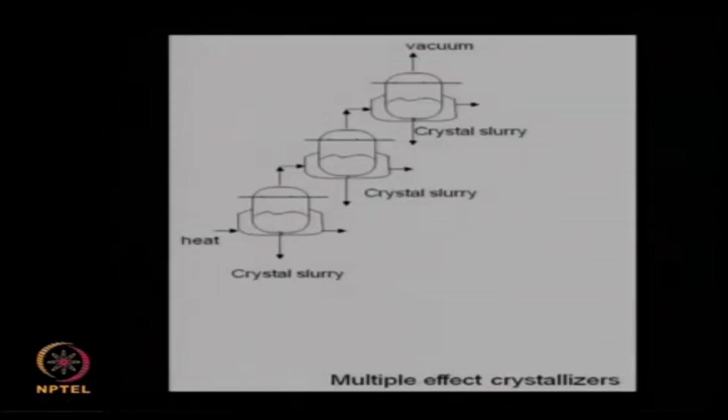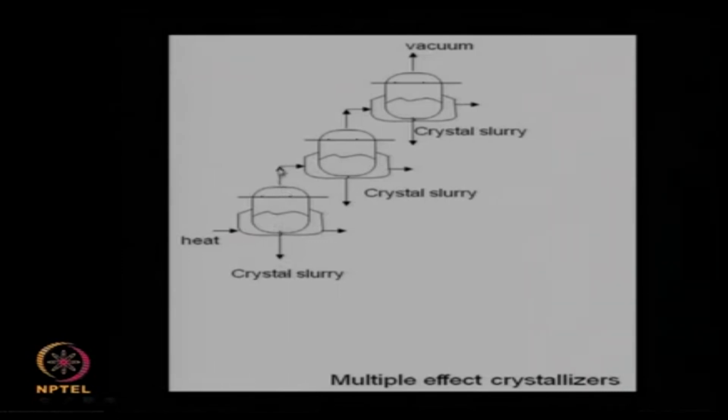Another type of crystallizer is called the multi-effect crystallizer. That means the vapor that is generated, which is very hot in one stage, is used to heat up the second stage. That means you do not use any fresh steam in the second stage. So you use steam in the first stage to heat the solution, vapor is formed, so the solution becomes supersaturated, and crystals are formed as crystal slurry.